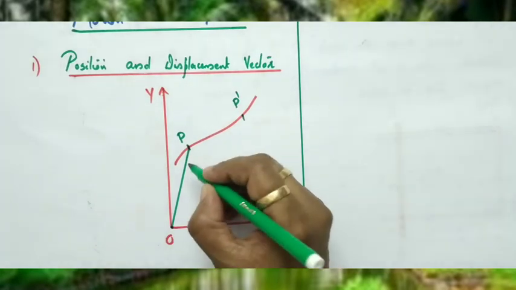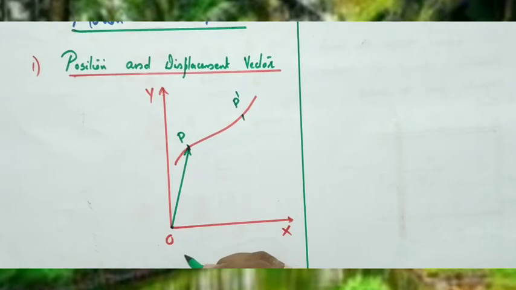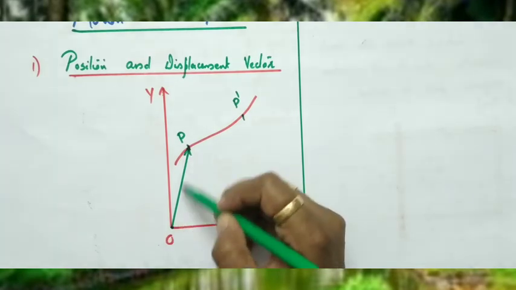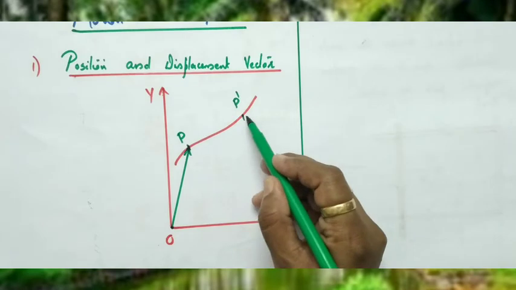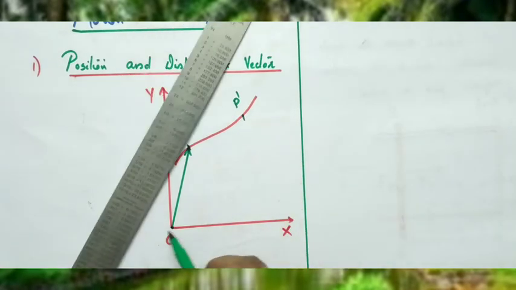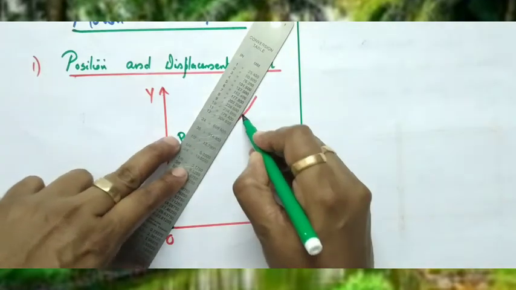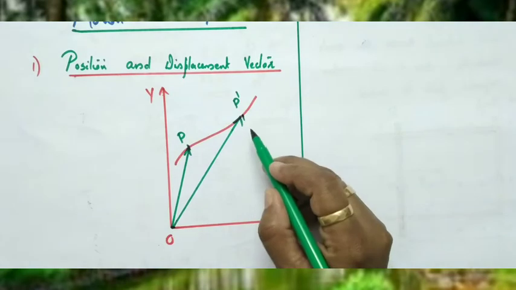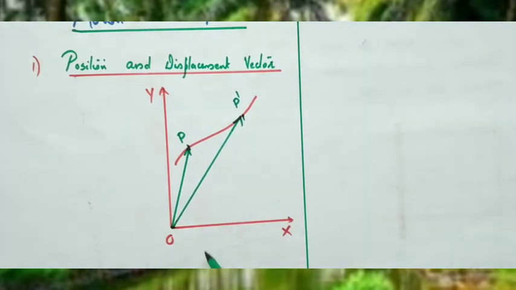Then OP is the position vector. This OP represents the position vector of the object at time t. So position vector means from the origin to the point we draw a straight line with an arrow. That is called the position vector. Now what is the position vector at the point P dash? From the origin to the point P dash we can draw a straight line. So this is the position vector at the point P dash. So OP and OP dash represent position vectors.